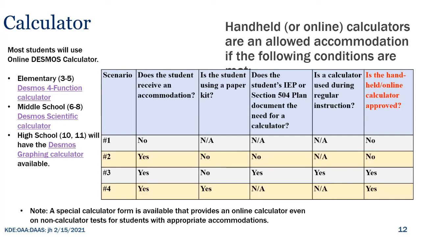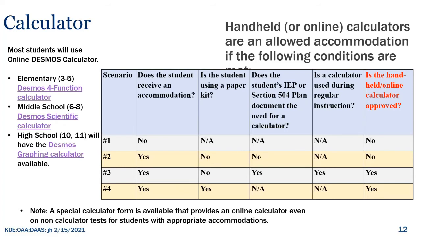For instance, in scenario 1, as you read across the first question, does the student receive accommodations? If the answer to that is no, then you can immediately say the student does not receive a handheld calculator or an online calculator and is expected to use whatever calculators are available on that test. And if there are no calculators available on tests, they don't get a calculator at all, like every other student.